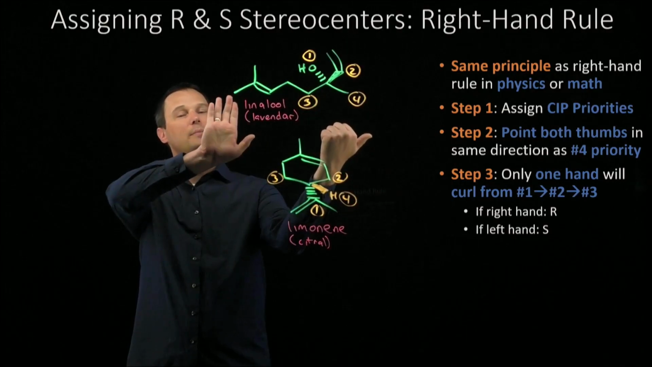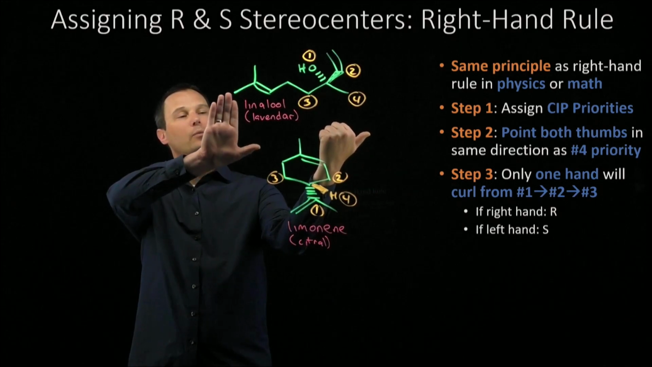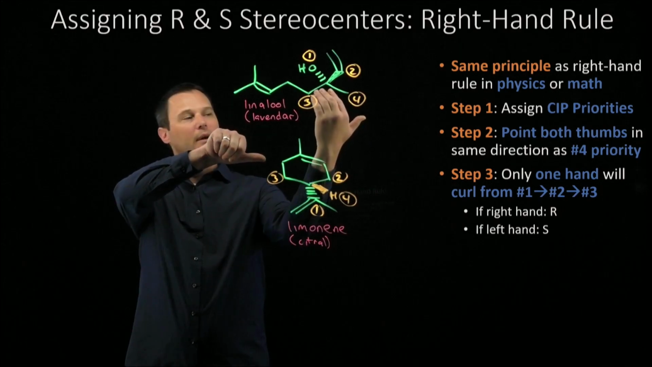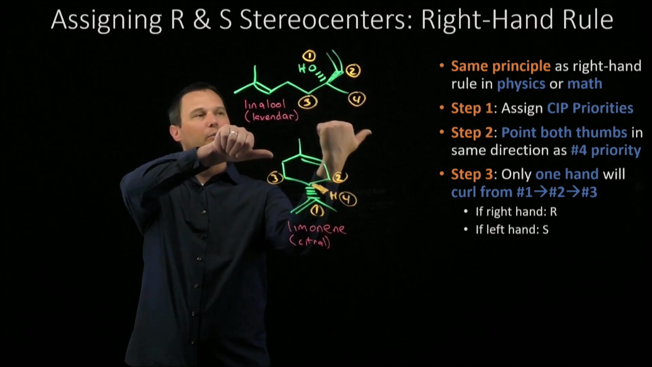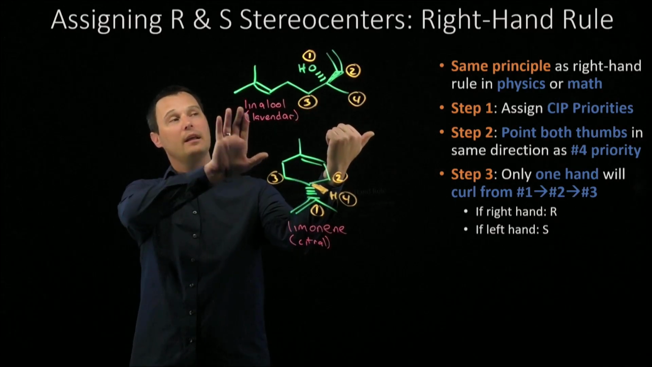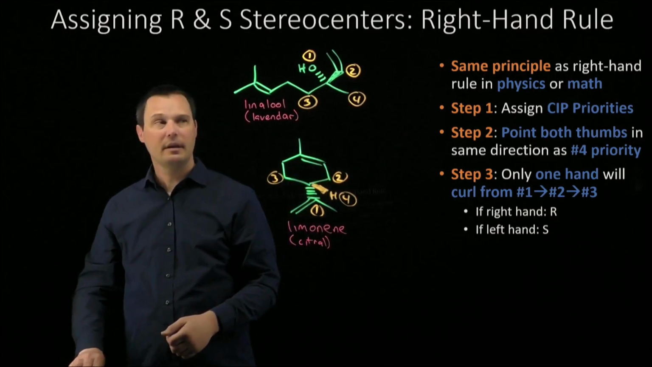Number 1 is on a dash behind the plane of the board, and it's my right hand that wraps from 1 to 2 to 3 in order. My left hand wraps from 1 and then around to 3 to get back to 2. Since it was my right hand that wrapped from 1 to 2 to 3, that makes this an R stereocenter.